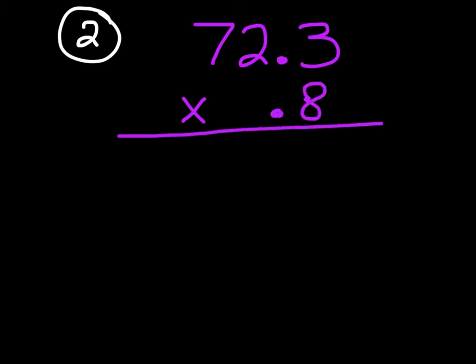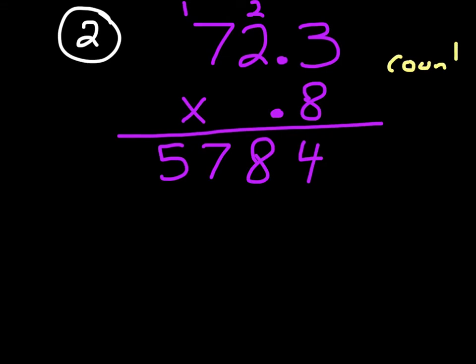Let's do 72.3 times 0.8. Write it down and follow me as I go. 8 times 3, 24. 8 times 2 is 16. 2 more make 18. 8 times 7 is 56. 1 more makes 57. Now we got to go back and count.